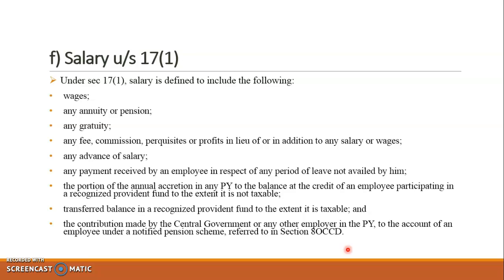I have just read out all the points. You can just read them as well, but when we do the questions on salary, each part will be discussed in details. So just wait for the right time. I'll make separate videos for each of them.